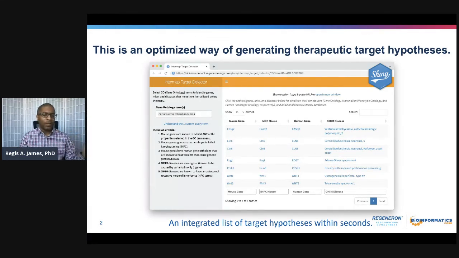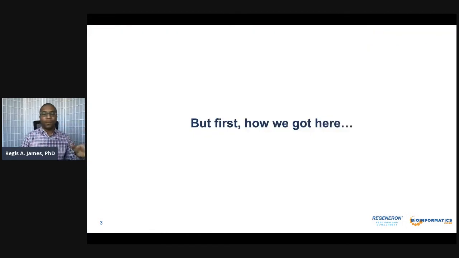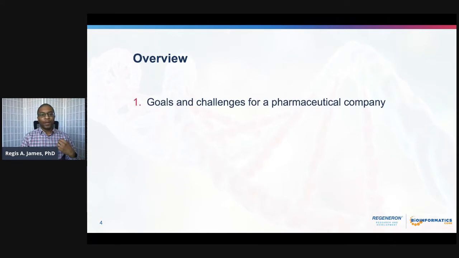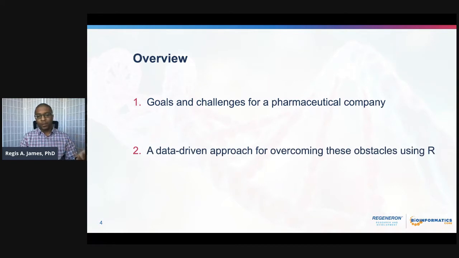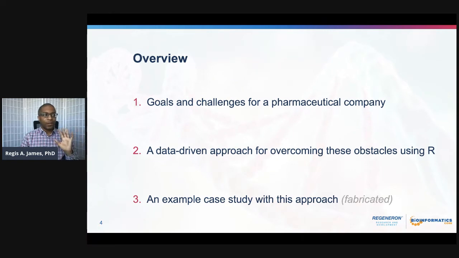You may already be wondering, what exactly does Regis mean by target hypotheses? I'll get into that in a second. But first, let's go all the way back to the beginning and discuss how we got here and how you can as well. And so to do this, I will be breaking this talk down into three different sections. So first, I'll be discussing the goals and challenges of a pharmaceutical company. And then I'll be discussing a data-driven approach for overcoming these obstacles using R. And then lastly, I'll be going into an example case study with this approach. It's a fabricated one, so it's not exactly anything that we are actually looking into. But I thought it would be a great example to help people understand the power of this type of approach.